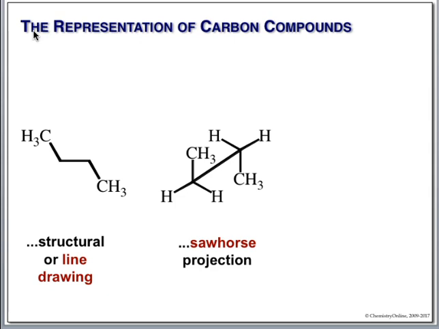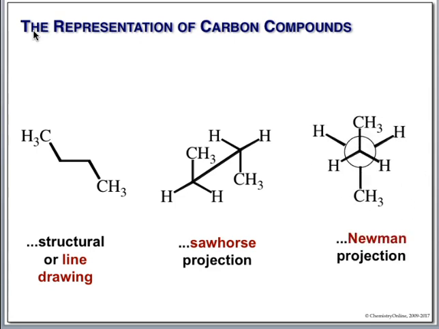The front carbon here has two hydrogens and a CH3. The back carbon, two hydrogens and a CH3. A classic, simple sawhorse projection. This is really useful if you want to understand the orientation of the various atoms along our carbon-carbon bond. And to make things just a little bit more complicated, you can take this and do it all the way and actually look straight down this bond. So this will be our front carbon, that'll be the back. We're looking straight down this way. And this is what's called a Newman projection.